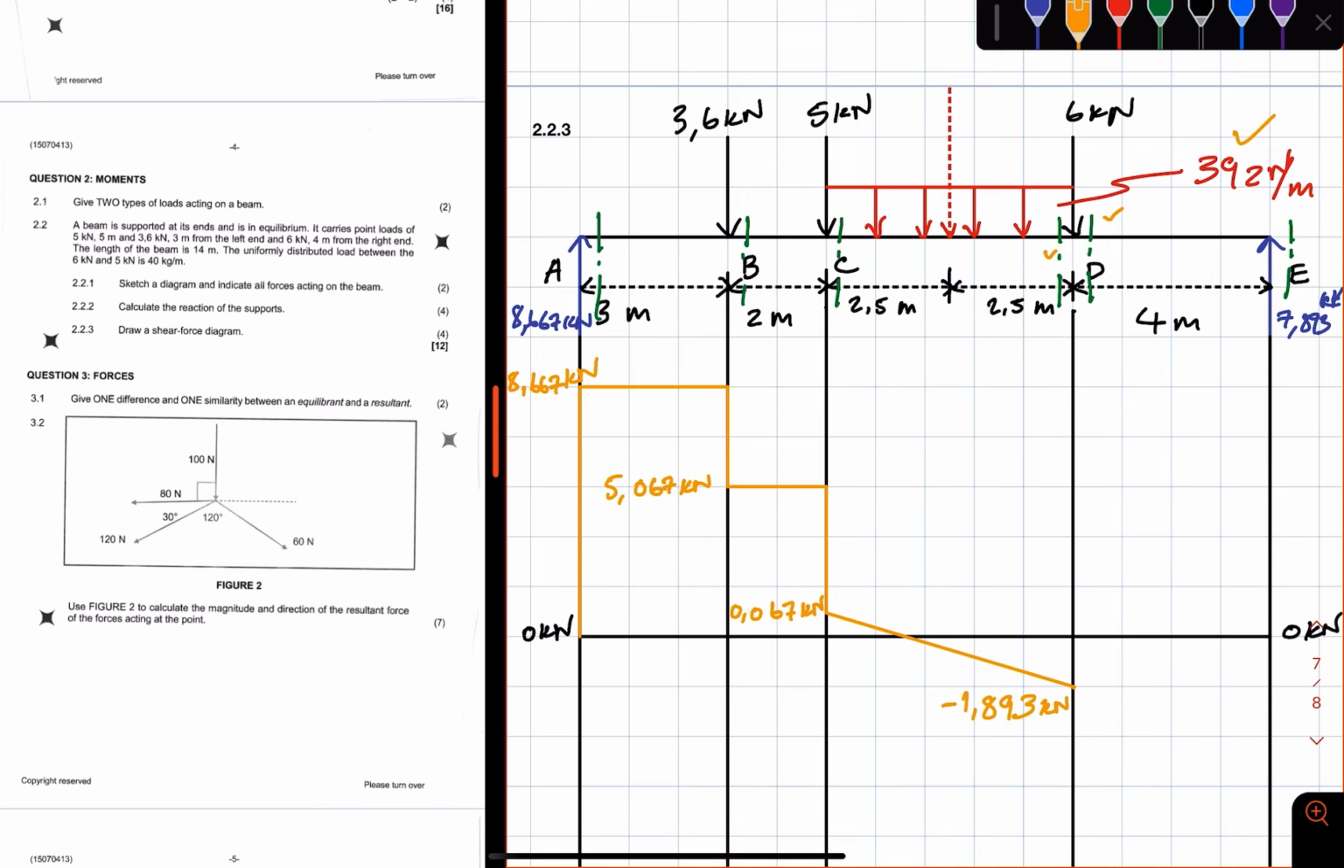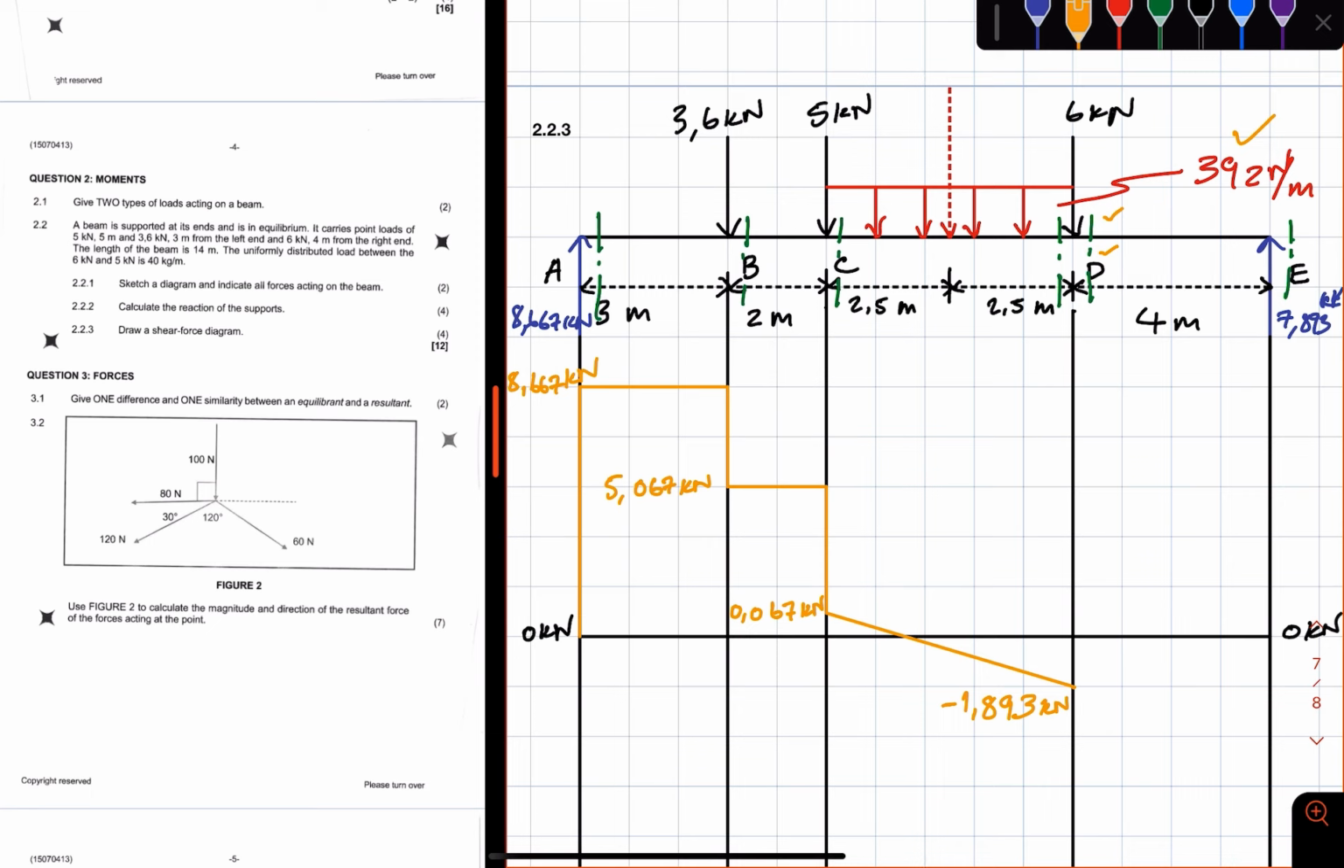But now we are looking at the section on the right of D. And when you get to that section, only then do we consider the 6 kilonewtons. Why? The 6 kilonewtons is now on the left hand side of this section, and we only consider forces on the left hand side of each section.